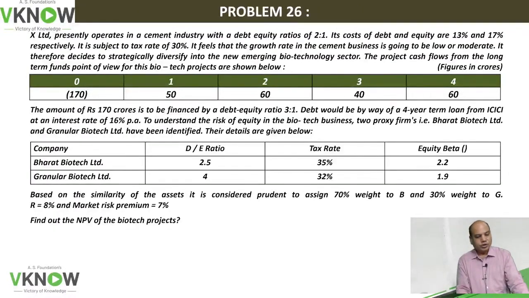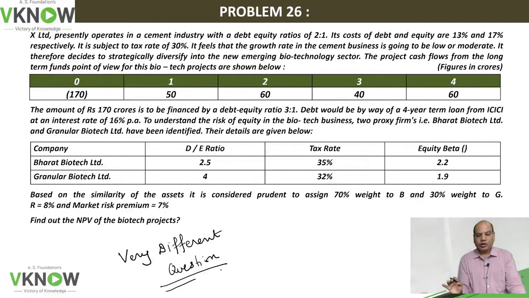Now we'll solve question number 26. X Limited presently operates in a cement industry with a debt equity ratio of 2:1. Very different problem. This question you will not find in the institute publication, but you have to know it. Write down, very different question, very important question.